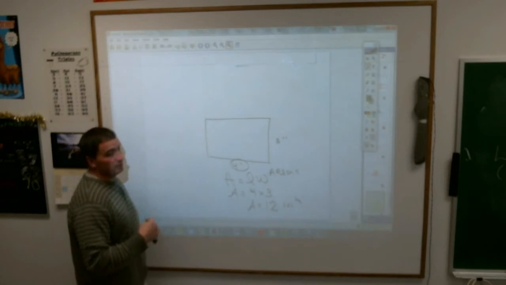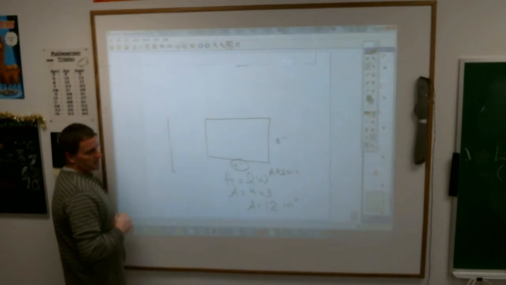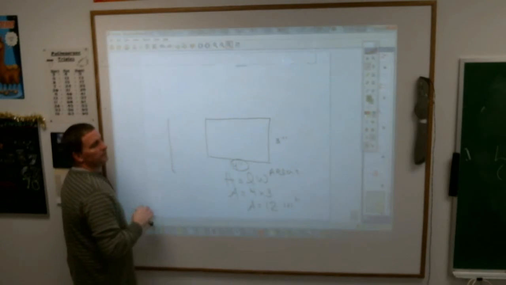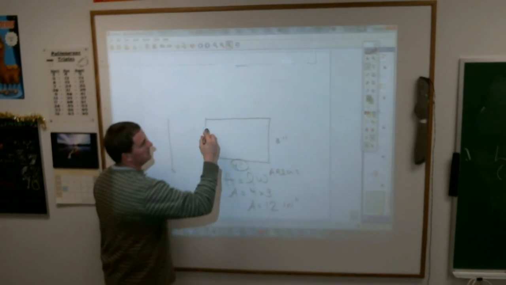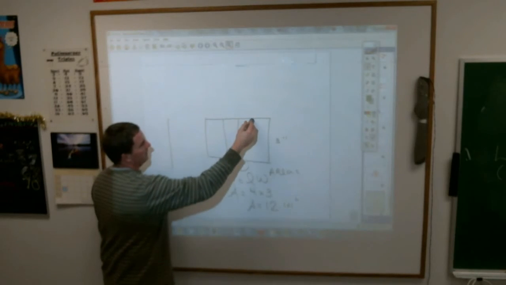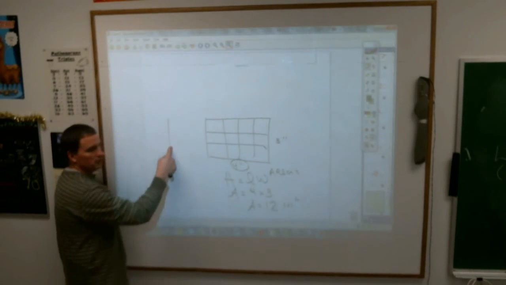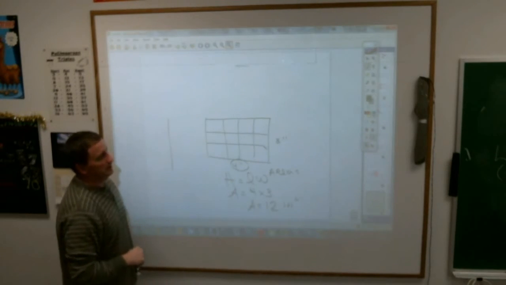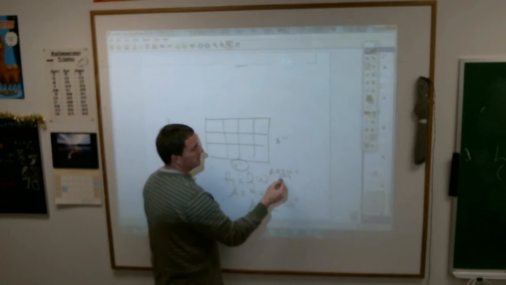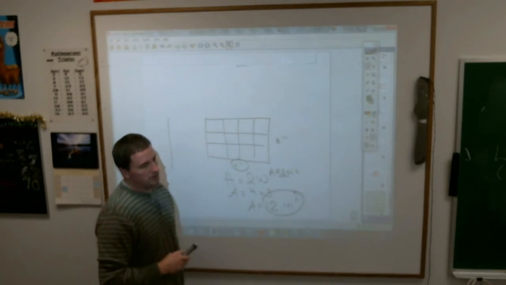12 inches and 12 square inches are completely different. This is 12 inches. 12 square inches means that you have an inch by an inch, 12 squares, a square inch as opposed to an inch. Okay, area must always be labeled in square inches, always.